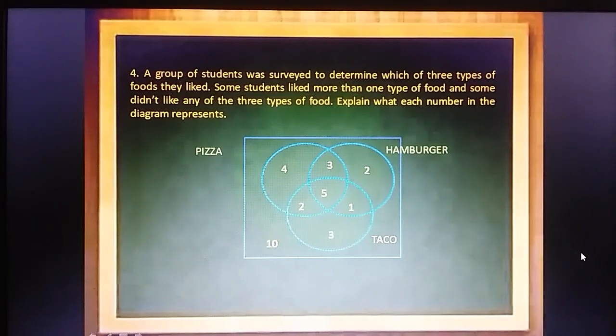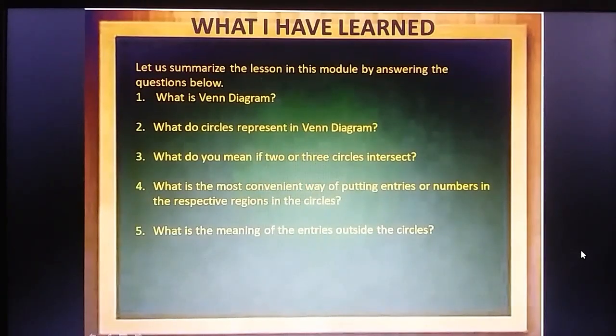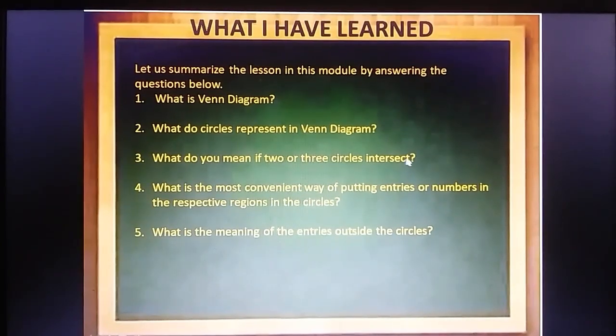So, another activity is ito po. What I have learned. So, you have to summarize what you have learned in this topic or in this module. So, we have 5 questions. So, try answering it. What is Venn diagram? What do the circles represent in Venn diagram? What do you mean if 2 or 3 circles intersect? What is the most convenient way of putting entries or numbers in the respective regions in the circles? What is the meaning of entries outside the circles?